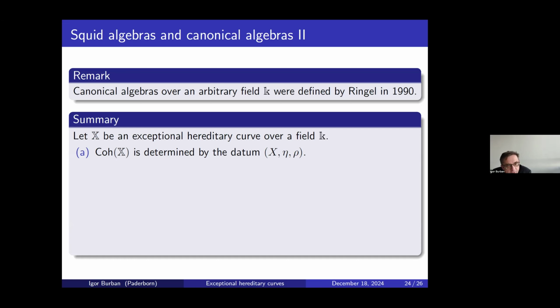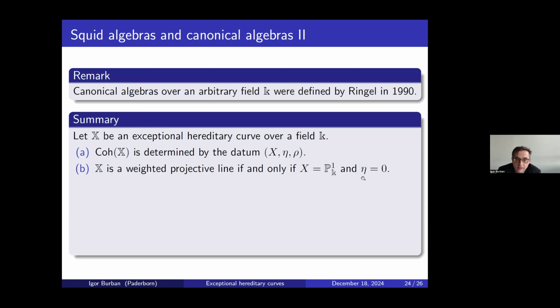An exceptional hereditary curve is given by the datum: a curve of genus 0, a projective Brauer-Severi curve X, an exceptional class in the Brauer group, and a weight. When is it a weighted projective line? Actually, if and only if X is the projective line and the Brauer class eta is 0. So if not, then it is something else.